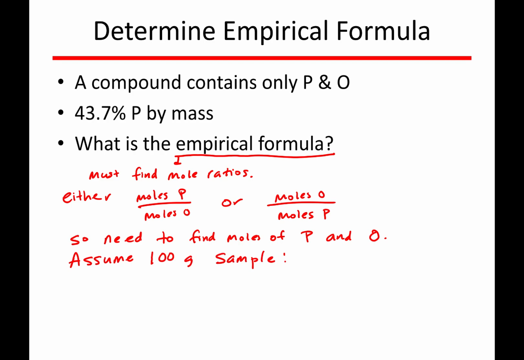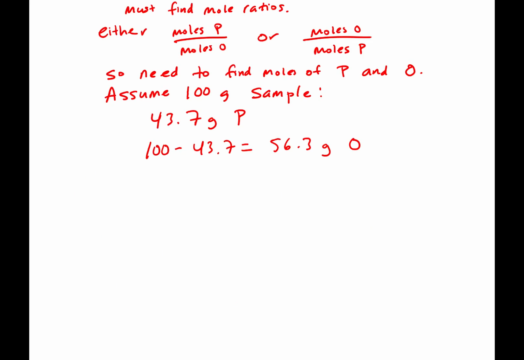And if we have a 100 gram sample, then that means that we have 43.7 grams of phosphorus, and the rest has to be oxygen. So 100 minus 43.7 comes out to 56.3 grams of oxygen. Now we know masses of phosphorus and oxygen. We can convert the masses into moles, and then use the moles to get the mole ratio and solve the problem. All right, I just moved everything up to give a little bit more space.